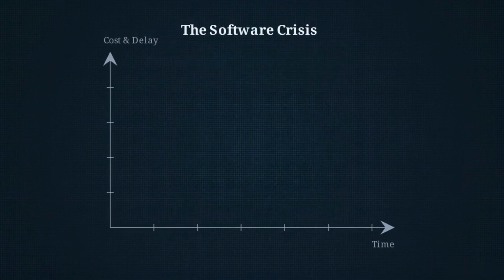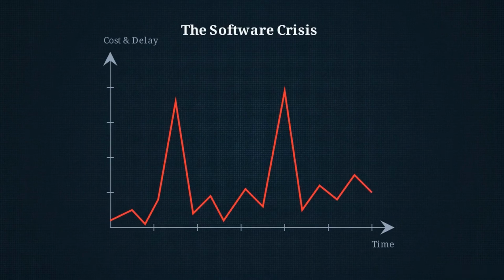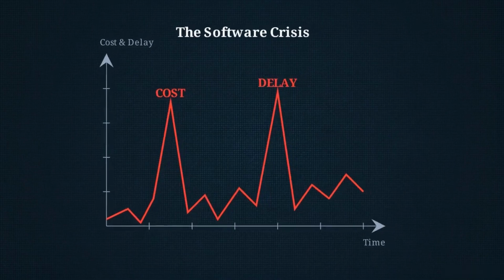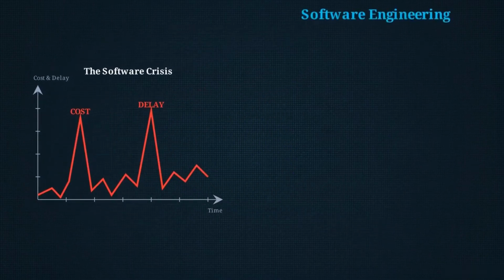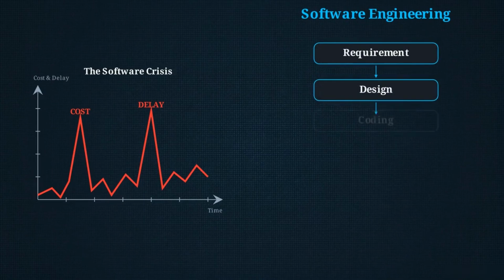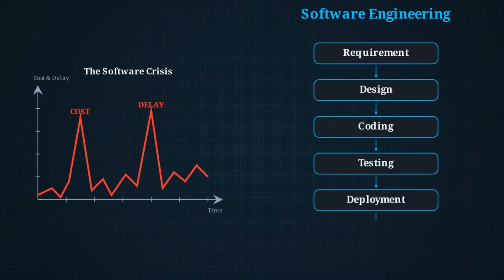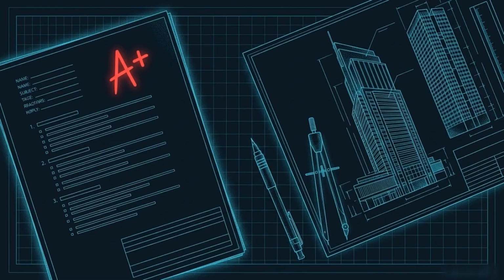This chart shows the historical reality of the software crisis. These red spikes represent uncontrollable costs and severe schedule delays when development lacks a formal structure. Software engineering is the solution, a disciplined, systematic approach that replaces chaos with engineering principles. Learning these principles is about more than passing a test. It's about understanding the rules used to prevent project failures in the real world.